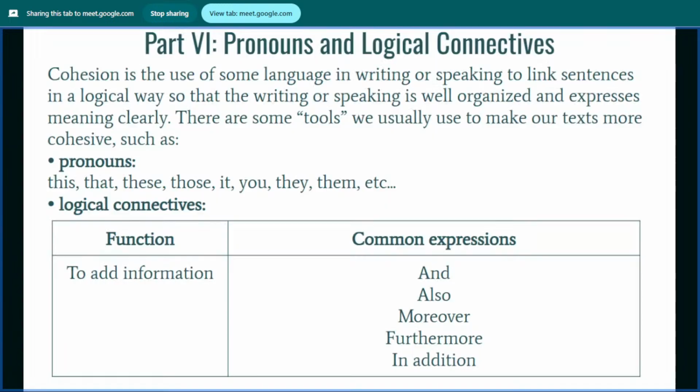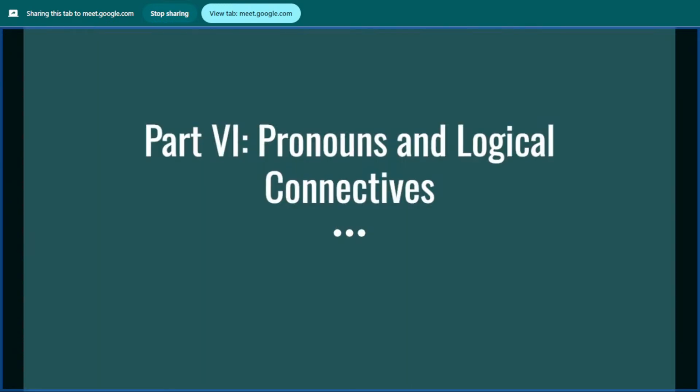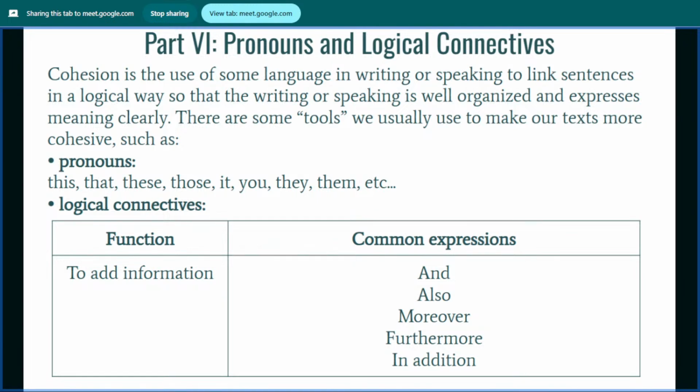Okay. Next part that we have over here is how to use our pronouns and logical connectives. Now you already know what pronouns are. We have already looked at them. We also have other pronouns, which are also called determiners. Basically, the words like this, that, these, those, it. Correct? We use them.